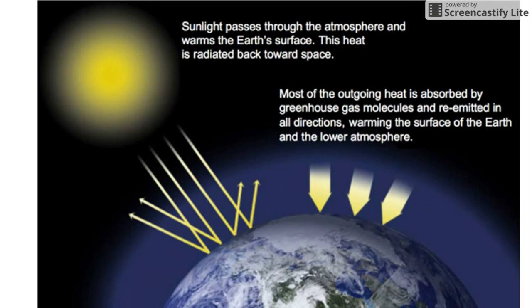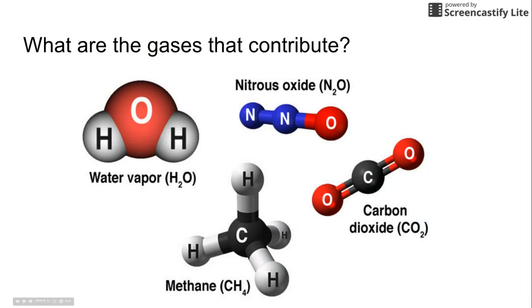So another depiction of what the greenhouse effect is: you have the sunlight coming through, passing through the inner atmosphere and warming up the earth. And this heat is then radiated back towards space. But most of the outgoing heat is absorbed by greenhouse gas molecules and then re-emitted in all different directions. And this warms the surface of the earth and the lower atmosphere.